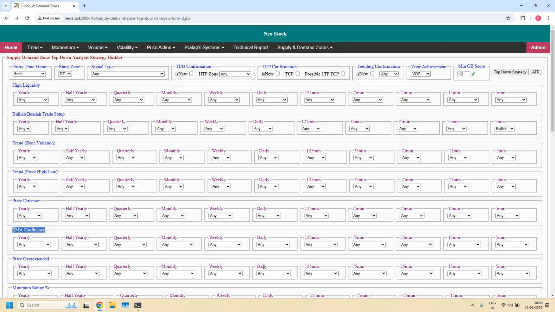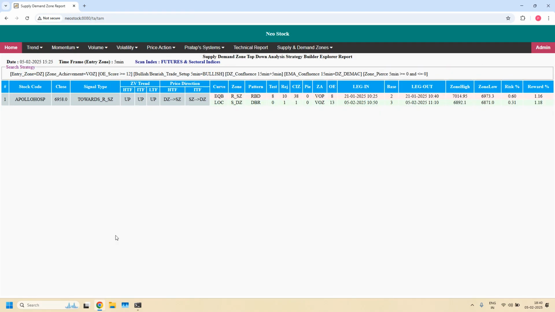In the EMA Confluence, at 15 minutes time frame, I am setting the filter 15 minute demand zone having daily EMA Confluence. With this filter, we got one stock. So this 15 minute demand zone could have a much higher probability of success compared to the other zones. It doesn't mean it will succeed. It may fail, but compared to the others, it's a probability game. That's it.